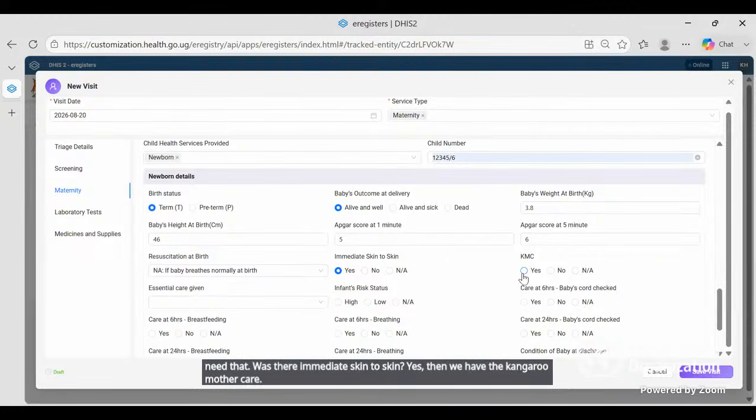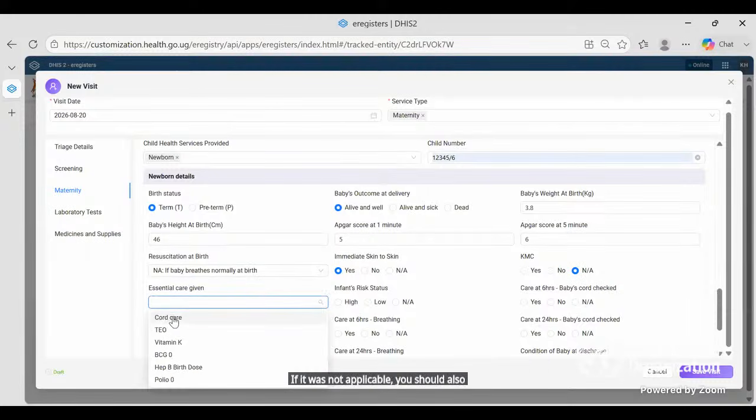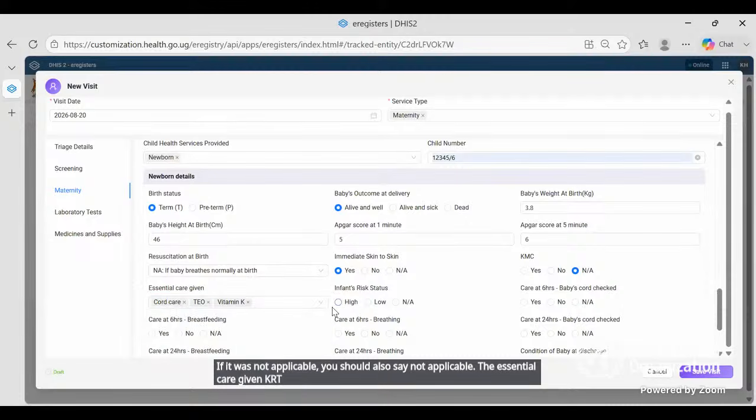I think that is the KMC. You should also be able to go and tell us whether that was done. If it was not applicable, you should also say not applicable. The essential care given, code KRT or vitamin K, you can select all those.